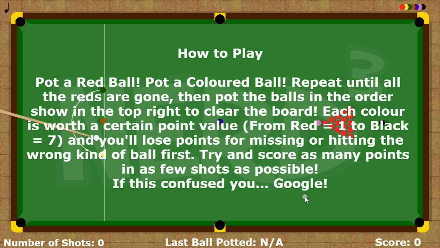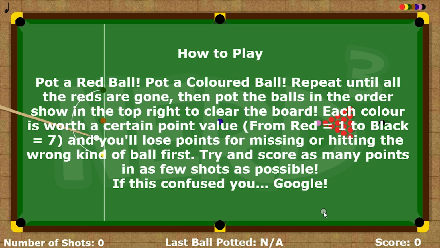Haven't worked that one out. How to play: pot a red ball, pot a coloured ball. Repeat until all the reds are gone, then pot the balls in the order shown in the top right corner of the board. Up here, you see these little colours? That's who you've already potted. So it's red, yellow, green, brown, blue, it kind of looks purpley there, pink, and then black. Each colour is worth a certain point value.